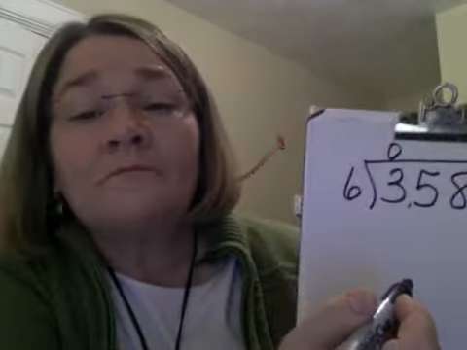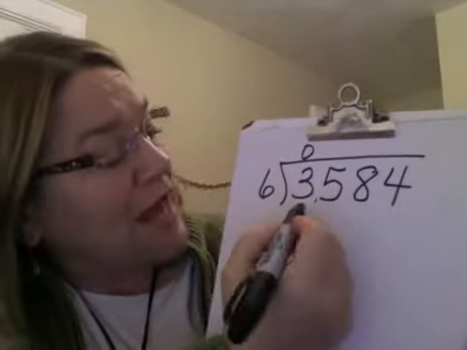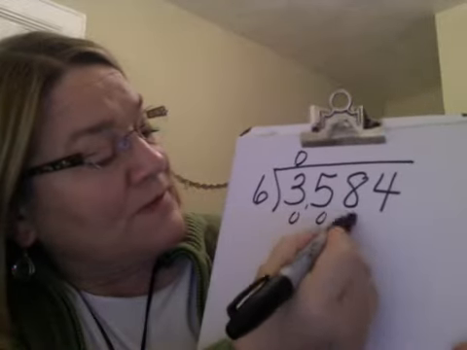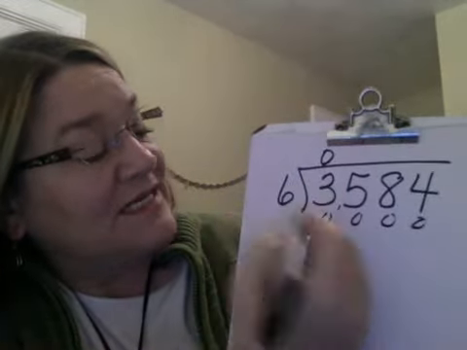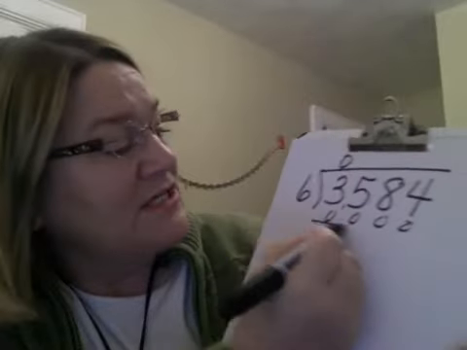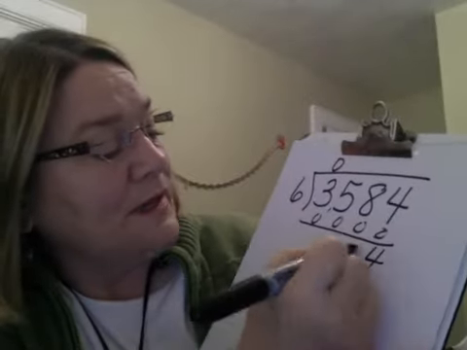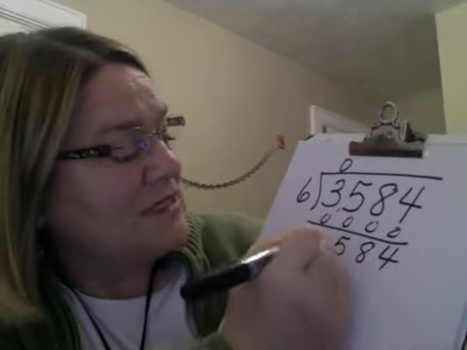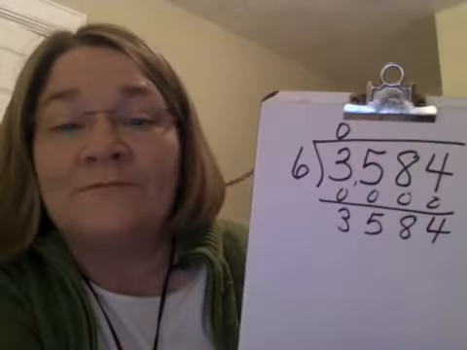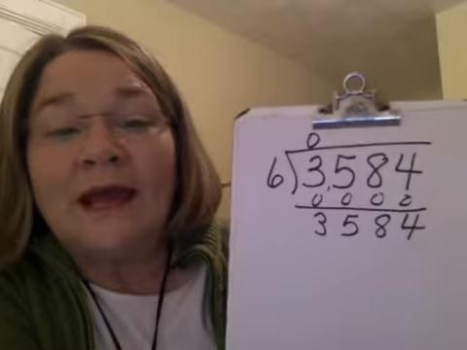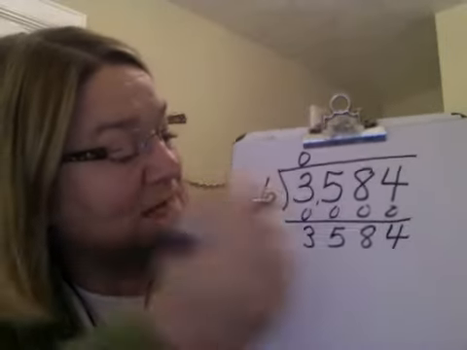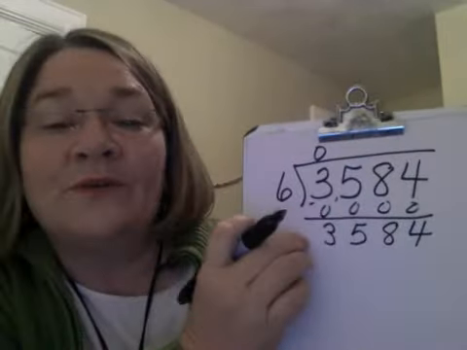Now some of you like to put the row of zeros because in fact 0 times 6 is 0, and that is just fine. If that is how it makes sense to you, that works just great. And we subtract those zeros, and of course we end up with the same number that we started with.